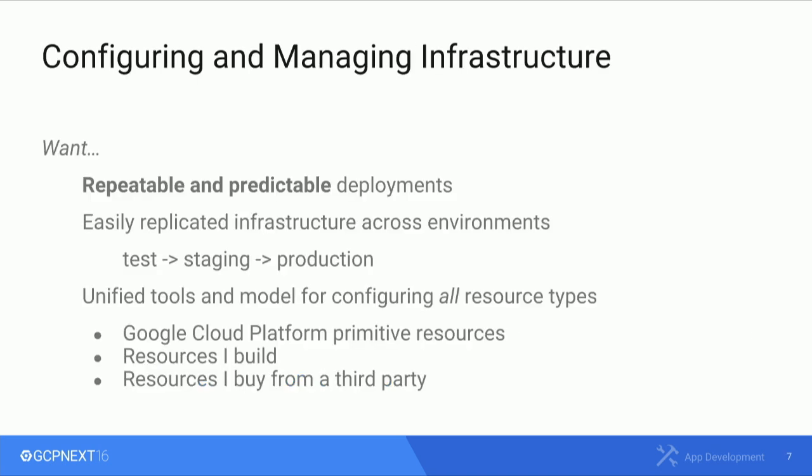So what we want with configuration and management of infrastructure is a few things, at a very high level. One is you want repeatable deployments. You want to know that the code you're running is going to match the infrastructure you have in mind. Next is you want to be able to take that same code and reproduce it in different environments as you scale. And finally, but perhaps most importantly, you want a single tool and model to describe and deploy these things. You don't want to have to change what you do because you're now deploying Google infrastructure versus your own resources or a third party's resources. And this is really where Deployment Manager comes in.